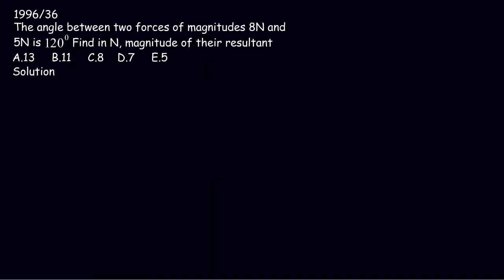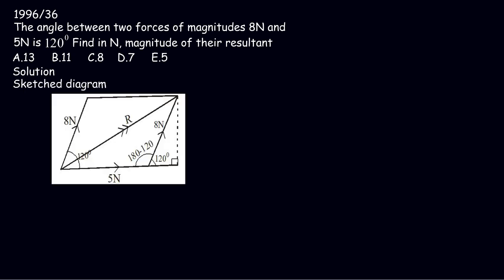Now we have a question from WAEC that states that the angle between two forces of magnitude 8 Newton and 5 Newton is 120 degrees. Find in Newton the magnitude of their resultant. Now our very first step is to sketch our diagram, and as usual we are going to be looking for our resultant using the cosine rule.